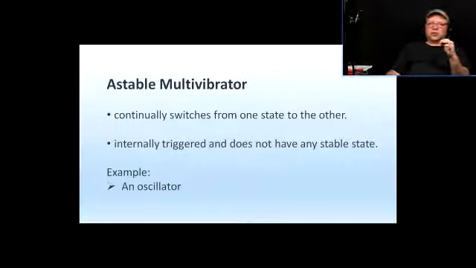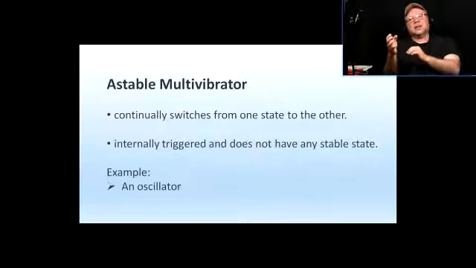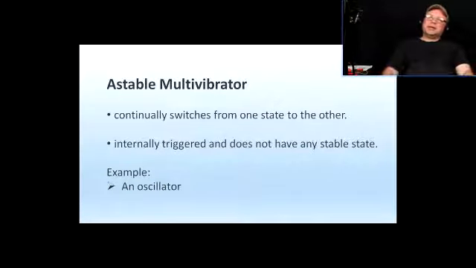You could have a control signal, because if you wire up a 555 timer, then you can have a control potentiometer, like a regulator, that you can use to make it go faster or slower. Right? Or you can adjust the duty cycle. But the idea is that it does not have a stable state.